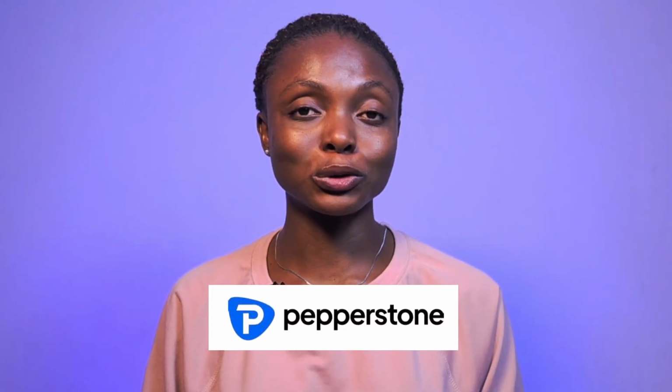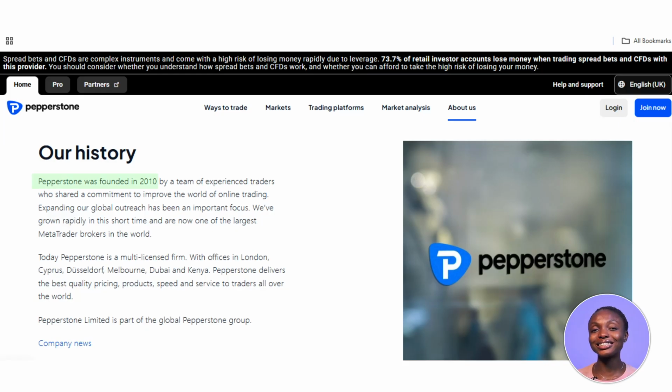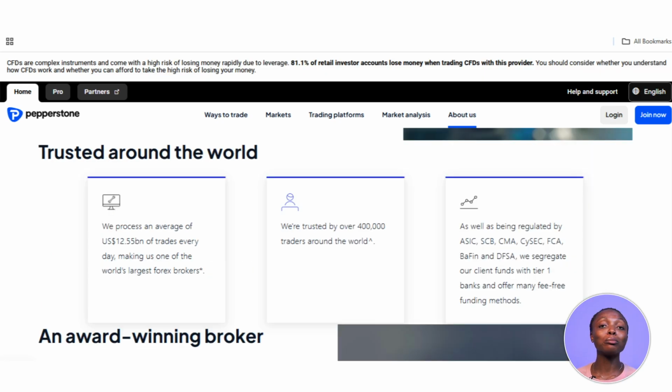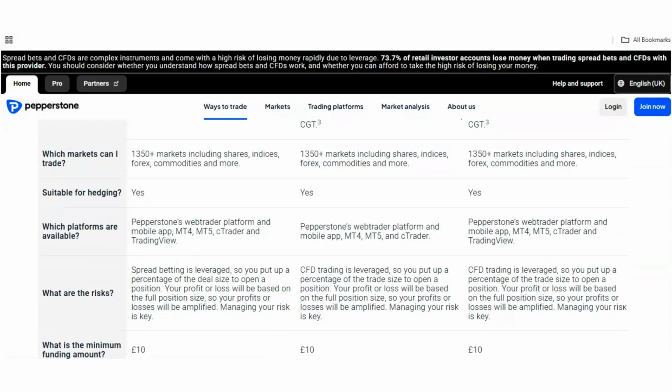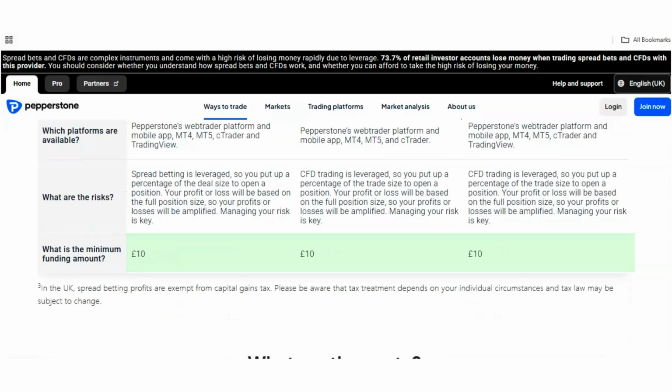Let's talk about Pepperstone, which has been operating since 2010 as a CFD and spread betting broker. It is covered by multiple regulators, not to forget that of top-tier regulators like the ASIC, SISEC, FCA, and the rest. They have the Razor account, standard account, and the spread betting account for UK traders, and all accounts have a minimum deposit of £10 or its equivalent.